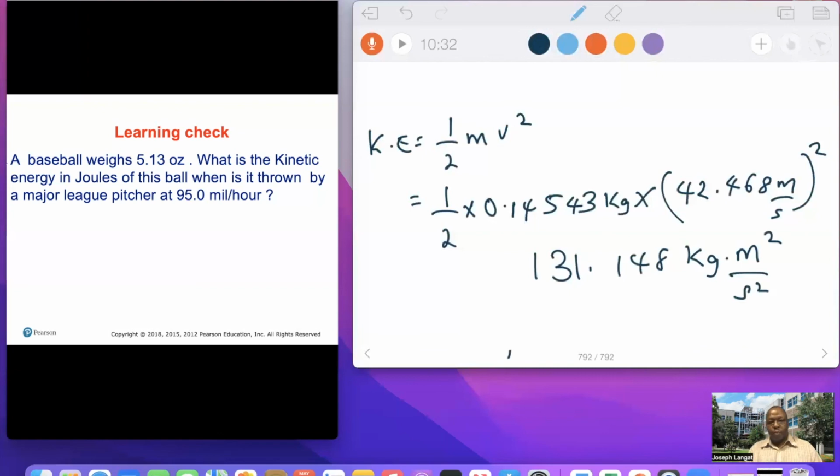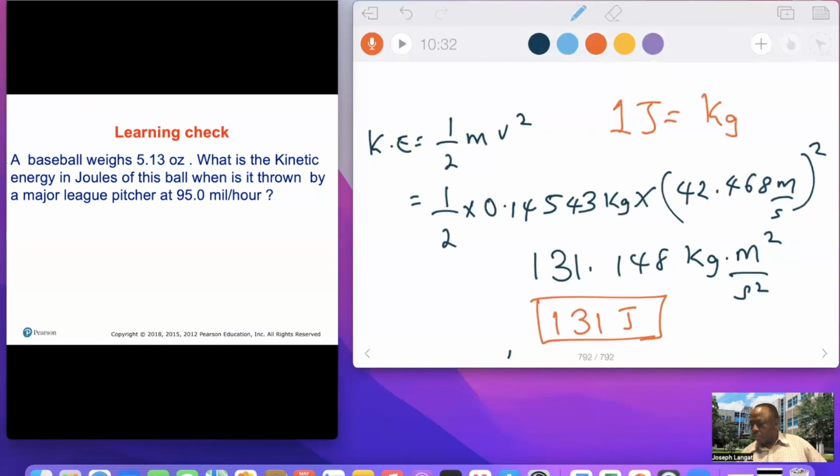Remember the 3 significant figures here. So our final answer should be 131 joules. Remember, 1 joule equals 1 kg m squared per second squared.